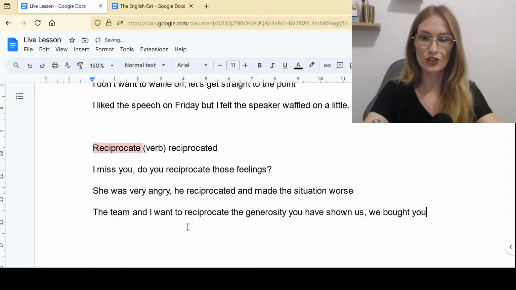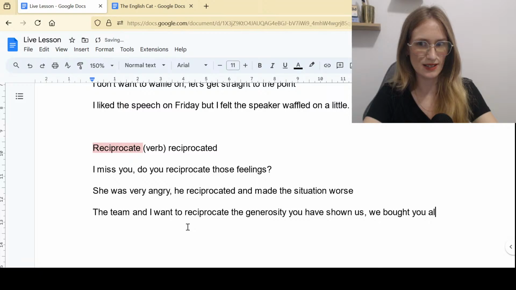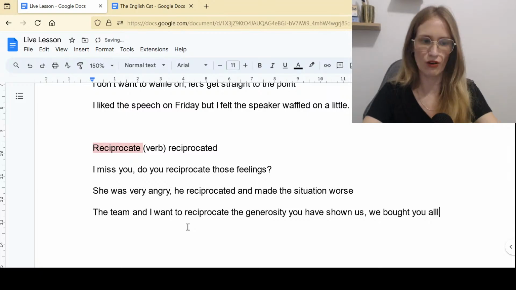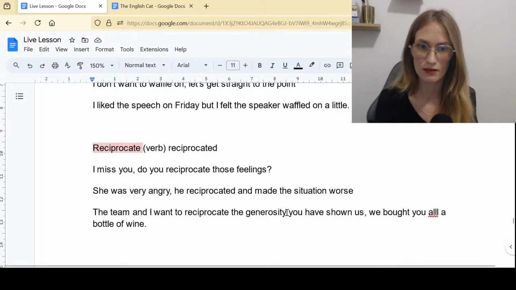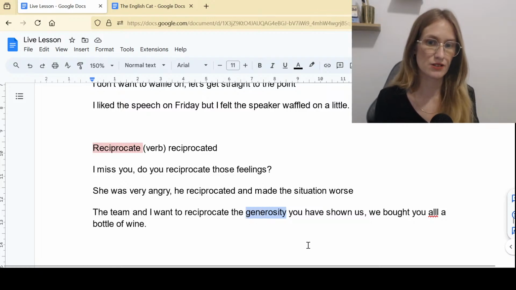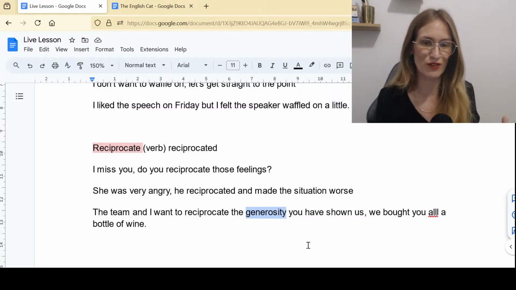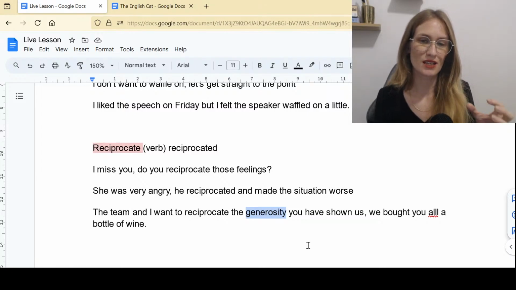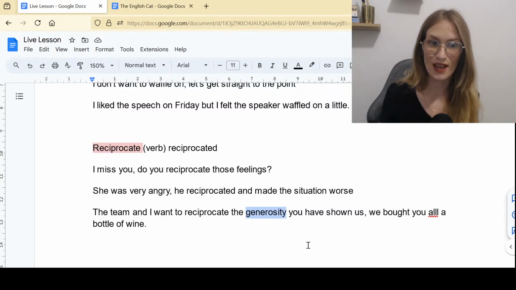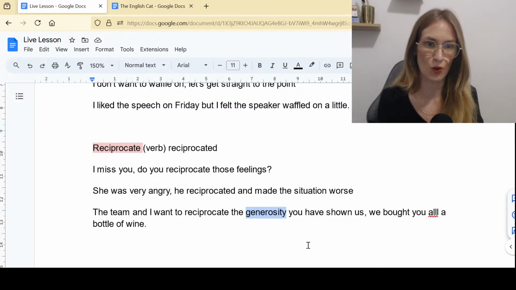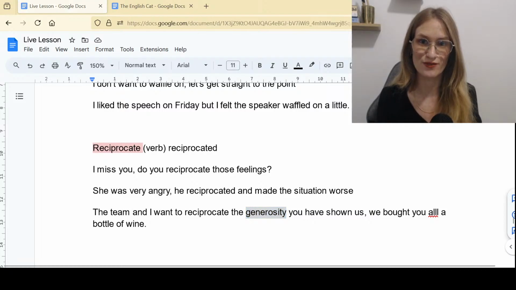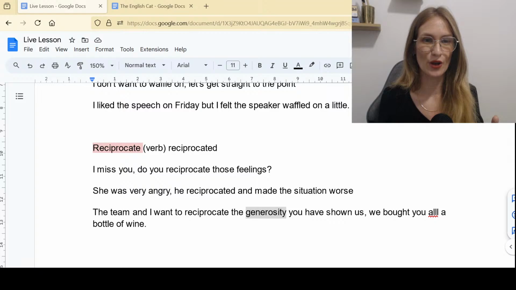We bought you all a bottle of wine, let's say, for example. Okay, so in this example, your bosses, your managers have treated you very well. Generosity is the noun of generous. Generous means to give you more than they needed to, be very kind. So the team, the managers, the bosses were very kind to the team, and the team wanted to reciprocate, to return those feelings. So we bought everyone a bottle of wine to say thank you, to show you we return those feelings. So any examples for me for the word reciprocate?